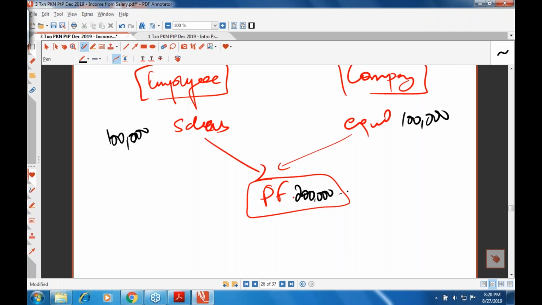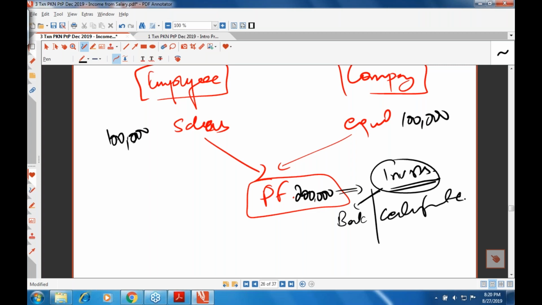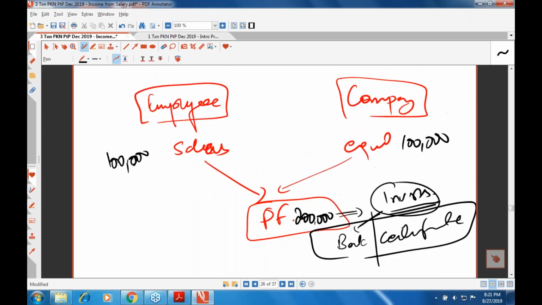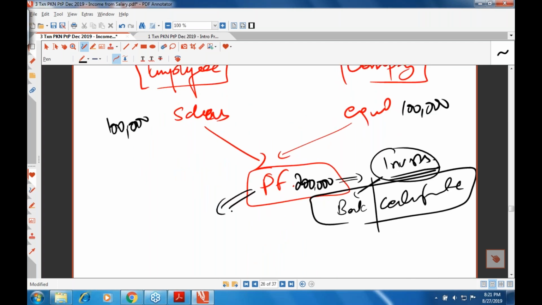This Provident Fund invests this money. Where does it invest it? It may be depositing it into a bank, or into some certificates, etc. That's what the Provident Fund does. Now what happens next is that interest income or a return is earned upon it.